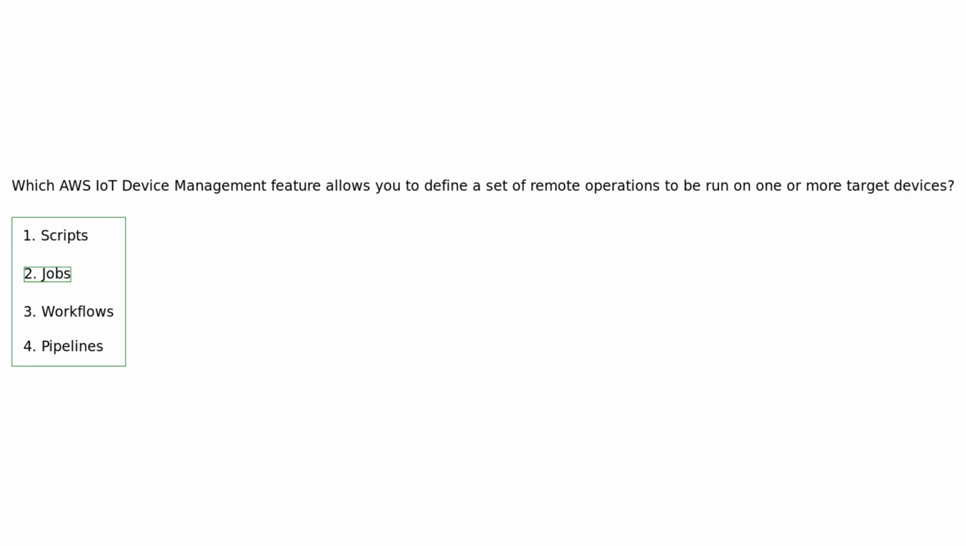Jobs in AWS IoT Device Management allow you to define a set of remote operations that are sent to and executed on one or more target devices connected to AWS IoT. This can include tasks such as deploying application or firmware updates, rebooting devices, rotating certificates, or performing diagnostics.